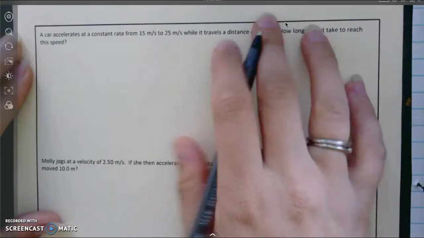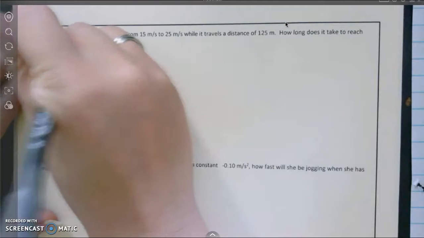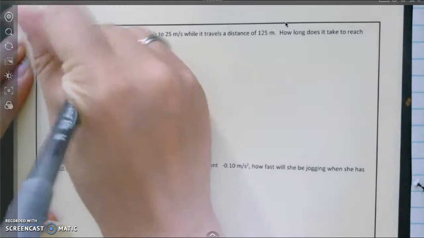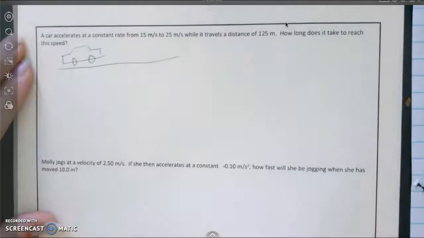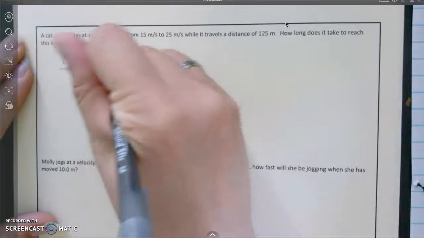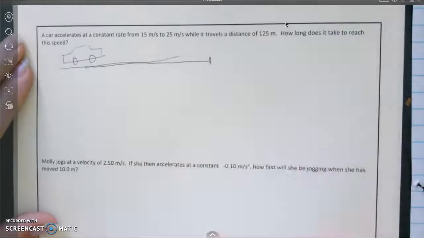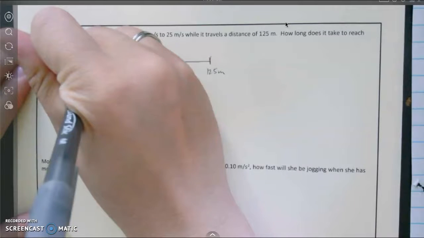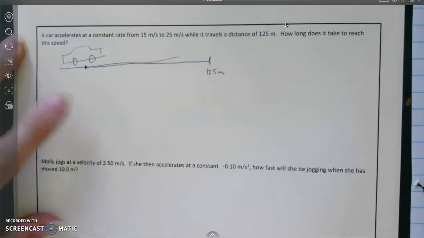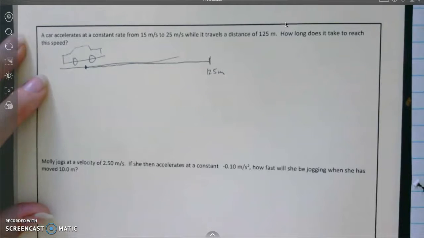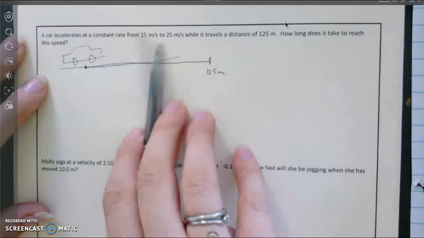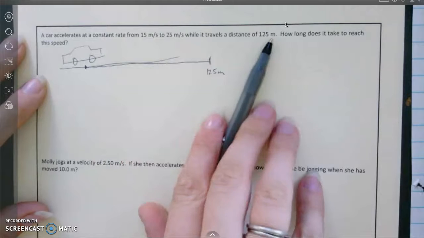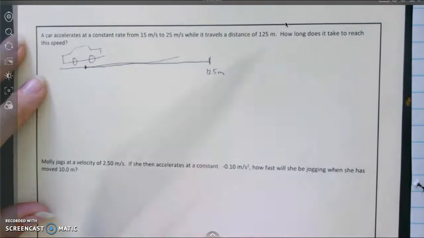Okay, so we have our vehicle, and we're going to get to some final destination, which is 125 meters away. I'm going to say my starting position, man, that's out of scale, is my 0 point. We start at 15 meters per second and we end at 25 meters per second. That happens over this distance. We're wondering how long it takes.